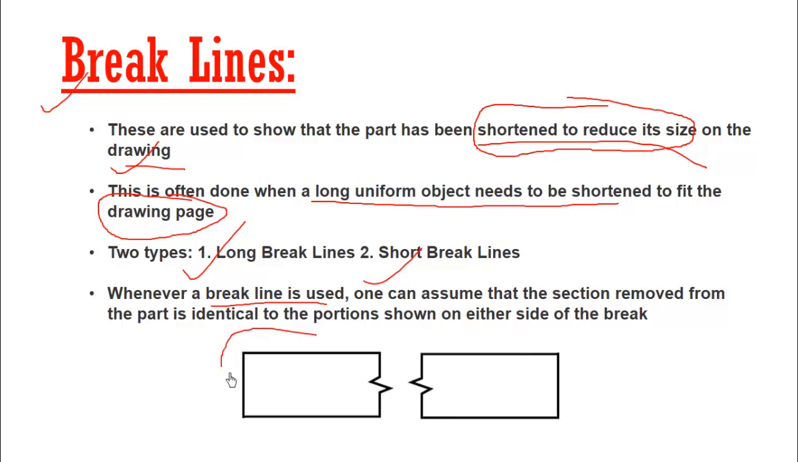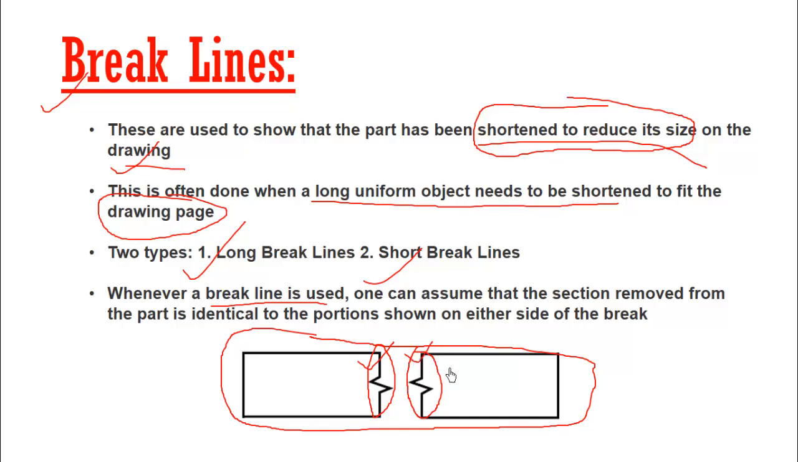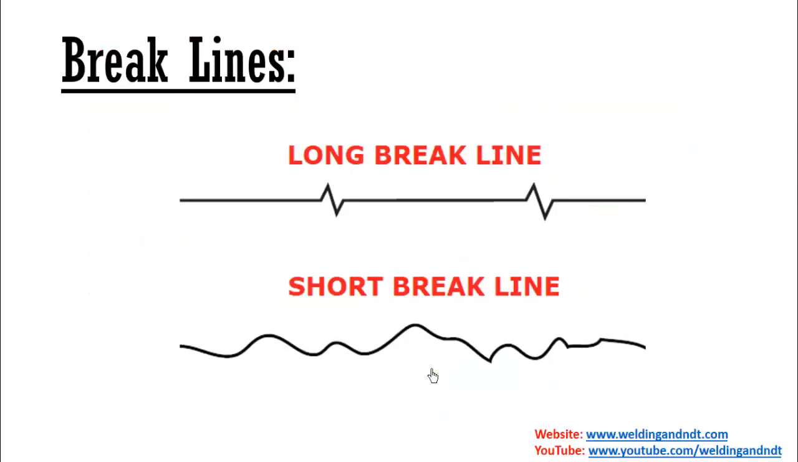That is, here this part has been shown through a break line because it was a longer part. Here you have the break line. Now the section that has been cut, that is this section and this section, will have the identical portion. These parts are very identical, you can assume that. So here this is the long break line and this is the short break line. This long break line will be a zigzag type here, and the short break line will be a freehand line.